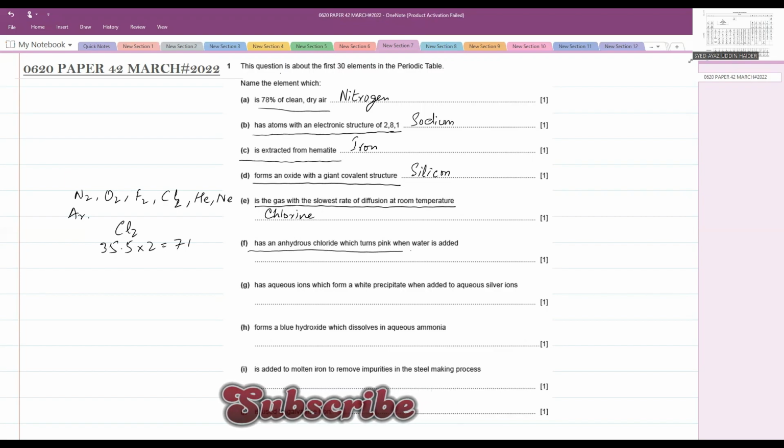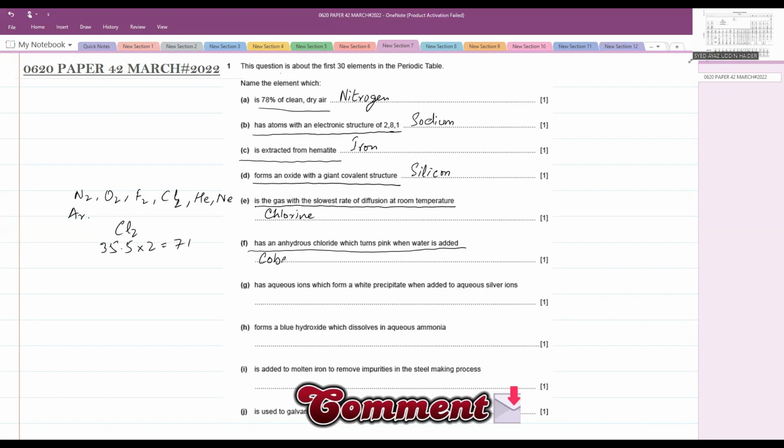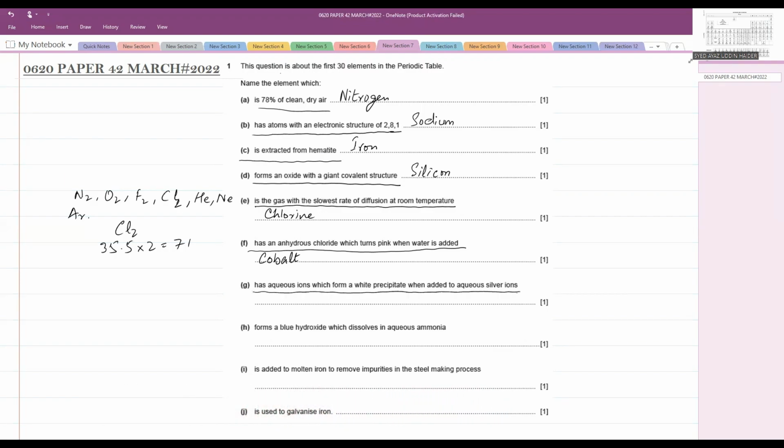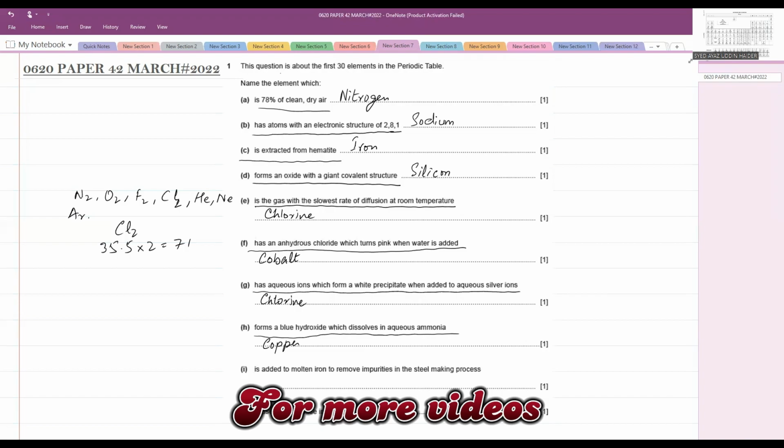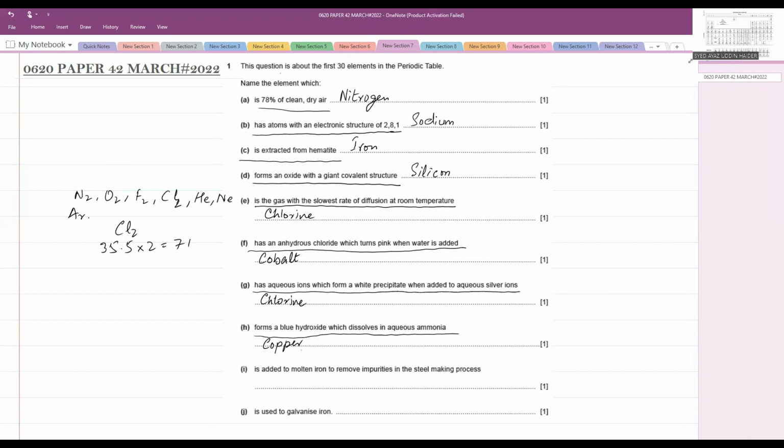F has an anhydrous chloride which turns pink when water is added. It is anhydrous cobalt chloride. It's a salt which turns pink when water is added. So you write cobalt. G has aqueous ions which form a white precipitate when added to aqueous silver ions. The answer is simple, it should be chlorine, because it is the only ion which gives a white precipitate with aqueous silver ions. H forms a blue hydroxide which dissolves in water. The answer is copper. Copper gives a blue hydroxide when reacted with aqueous ammonia, and it's also soluble in excess ammonia.